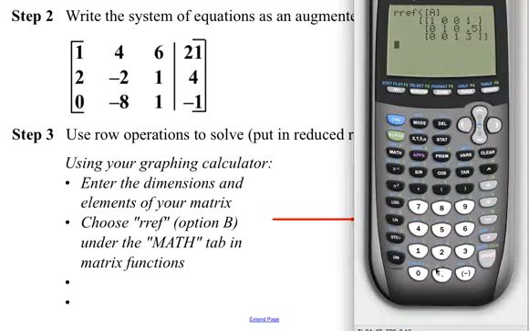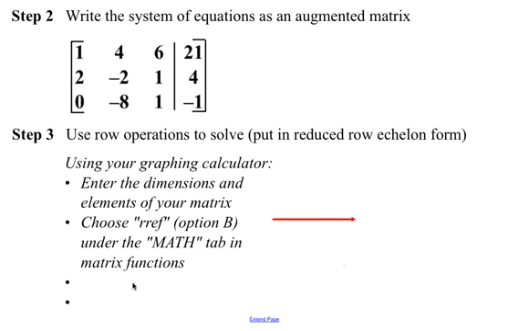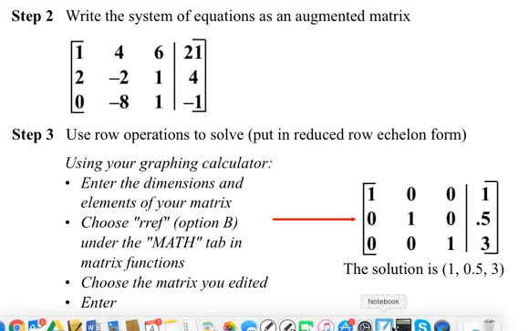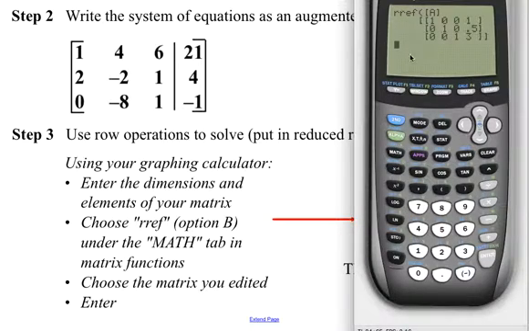And now we just need to interpret our results. So what this says, okay, we chose the matrix that we edited and we picked enter. Here are our results. This tells us the solution is x is 1, y is a half, z is 3. So that's how you interpret your solutions there, and here's the way it looks on your calculator.